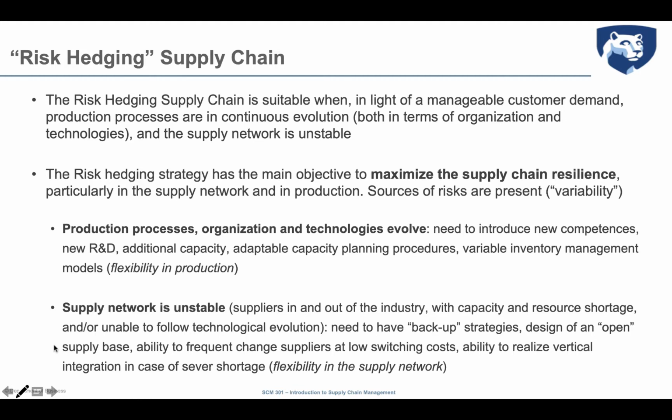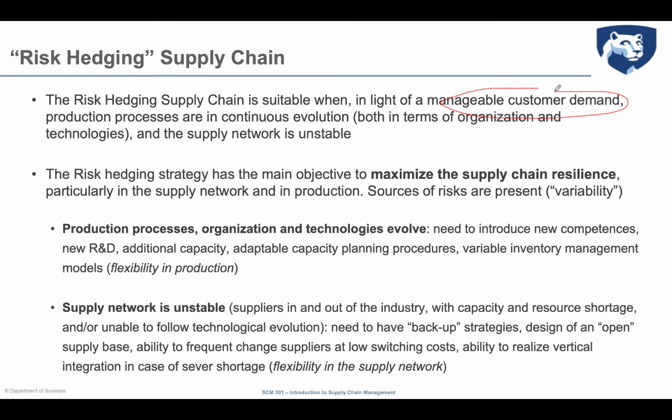A second model is the so-called risk hedging supply chain. If you remember from the matrix, the risk hedging supply chain is suitable when, in light of a manageable customer demand, so outbound, the demand is variable, so the product is functional. Besides the product being functional, the production processes are in continuous evolution, so in terms of organization and technology, and also the supply network is unstable.